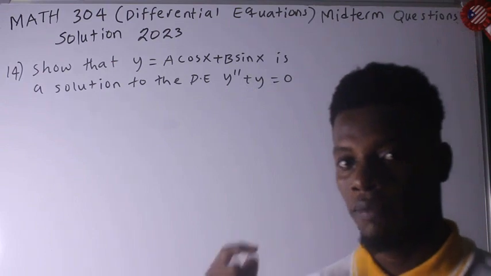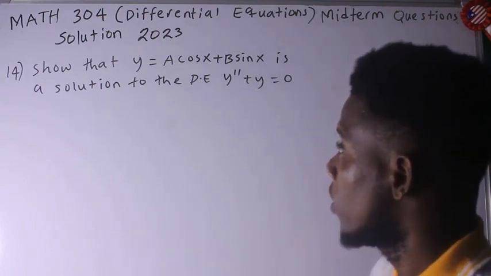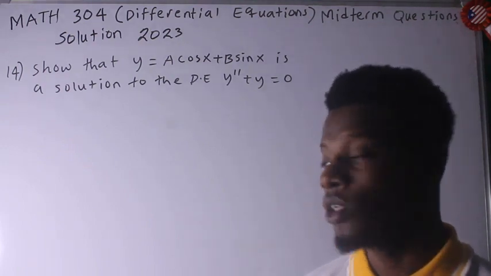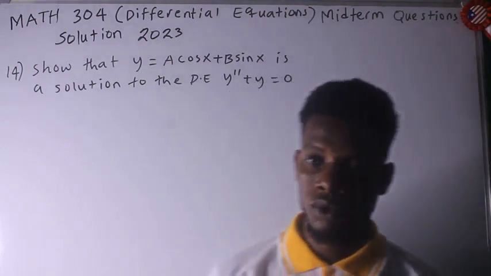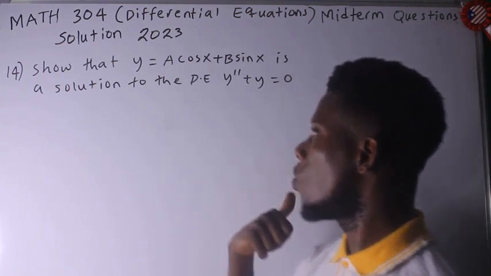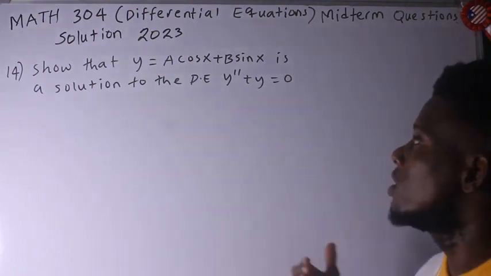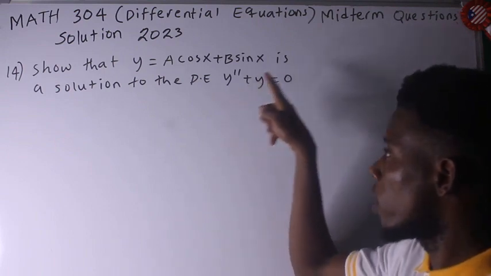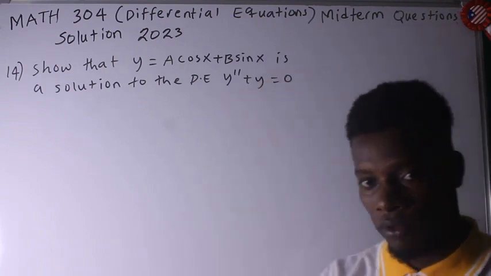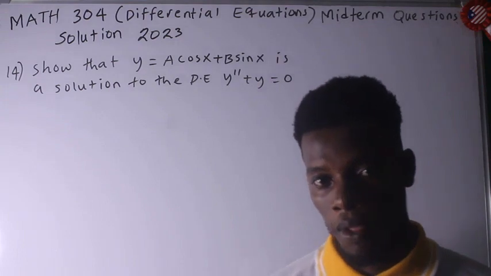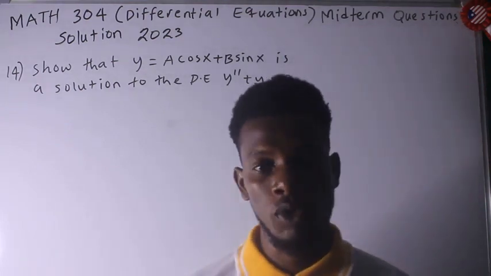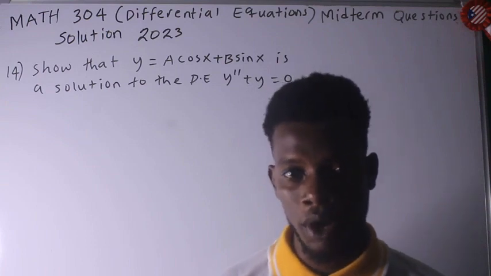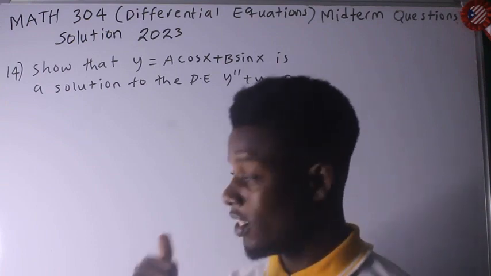As you can tell by the title, we are going to be verifying whether a particular solution is a solution to a given differential equation. So show that y equals a cos x plus b sin x is a solution to the differential equation y prime prime plus y equals 0. Now, grab yourself a cup of cold water, sit back and watch as I drill you through the process of verifying this.